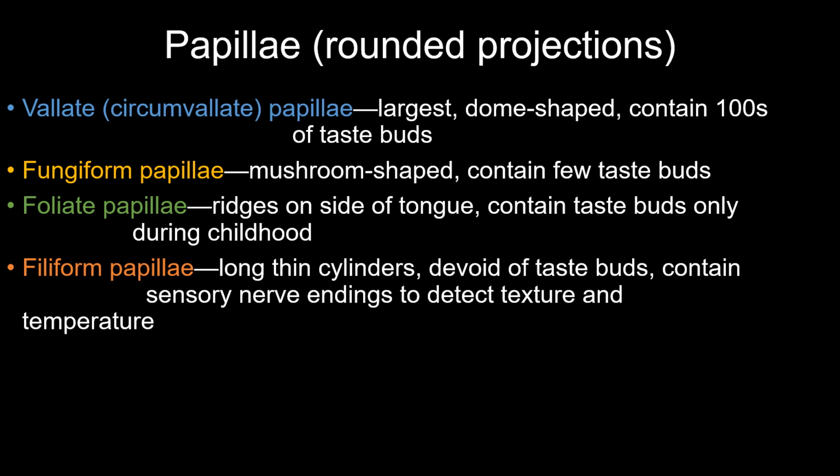You also have fungiform papillae, and these are mushroom-shaped, getting their name, fungi, mushroom, and each of these only contains a few taste buds. You have foliate papillae that are ridges on the sides of the tongue and contain taste buds only when you're a child. And finally, you have filiform papillae that are long, thin cylinders scattered all across the tongue. Now, these do not contain taste buds, but do have texture and temperature sensing nerve endings.